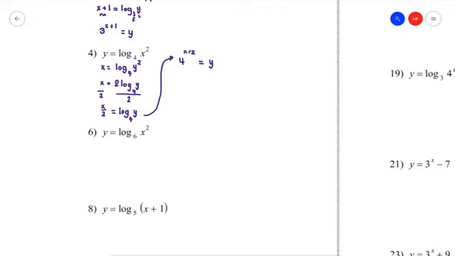X over 2 is a 1/2 power. A 1/2 power is going to be a square root function. Remember, with our rational exponents, so our exponents that are fractions, the top is the power, the bottom is the index. So it's power over index. So my index is 2, and my power is x.